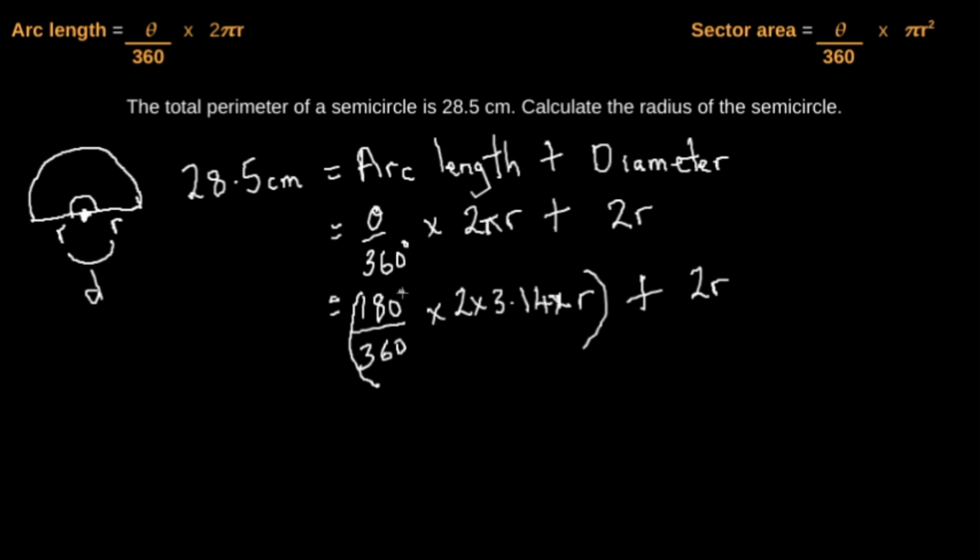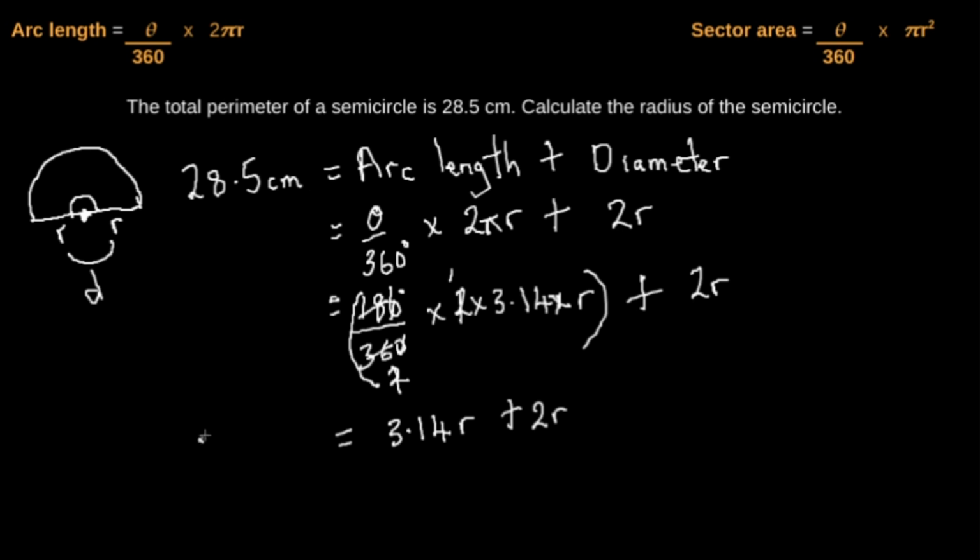Now let's simplify what we have here in the arc length. The 0 crosses the 0 out. 18 divided by 18, 1. 18 and 36 is 2. This 2 here will cancel the 2 here. Okay, and then we are left with this. So what do we have here? 1 times 1 times 3.14 times r. That will give us 3.14 r. We have nothing as the denominator here. Everything has been taken care of. Plus 2r. Okay, remember all of this is still equal to 28.5 centimeters.